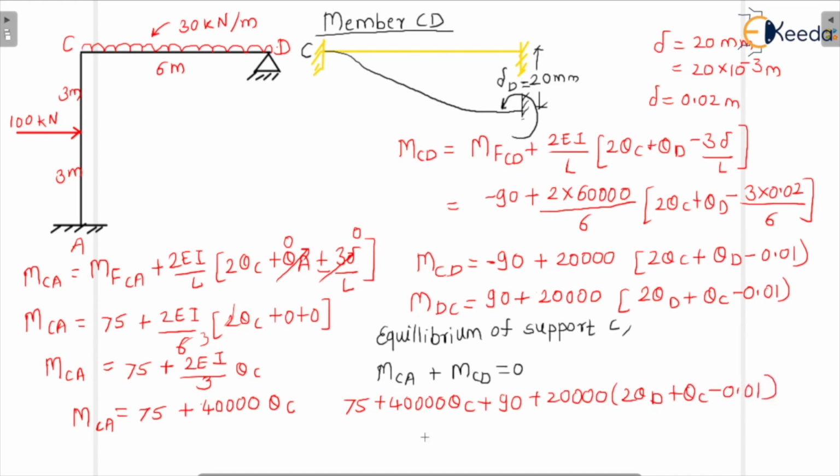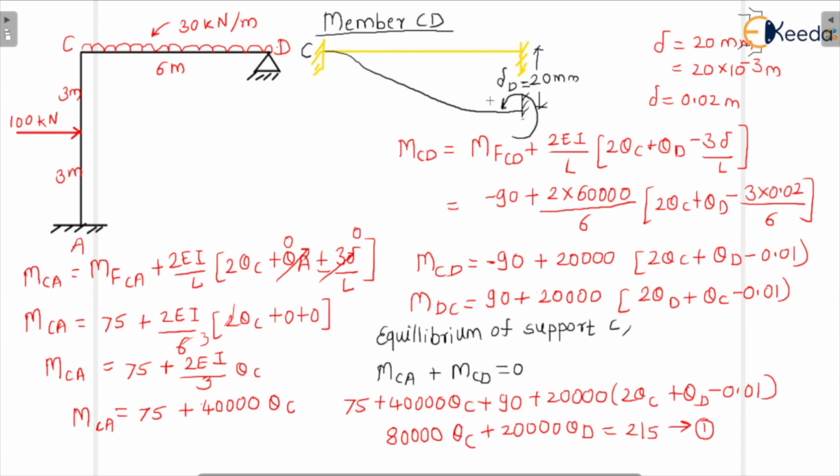When we simplify it, we get 80,000 theta C, this is 2 theta C plus theta D, then it becomes 40,000 plus 40,000. So 80,000 theta C plus 20,000 theta D is equal to 215. Please do the calculation and check if this equation is correct. As per my calculation, I got this equation.